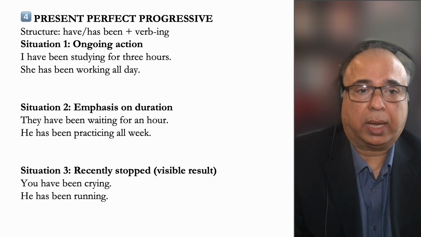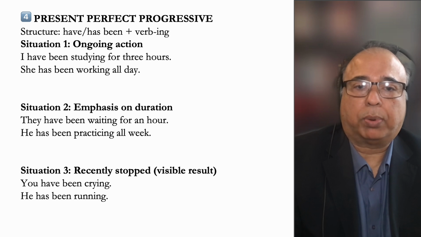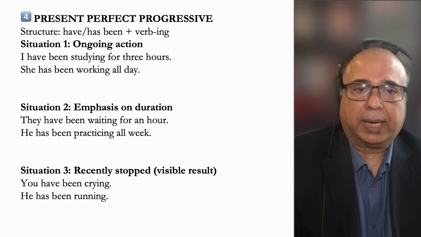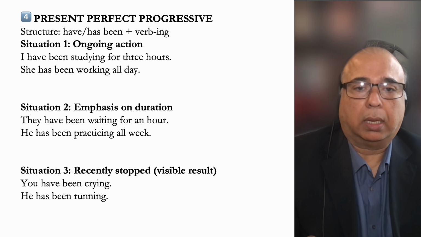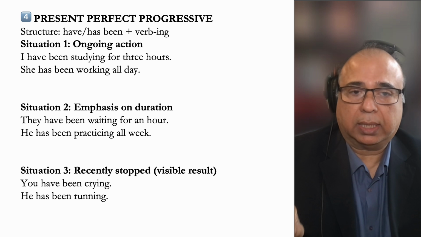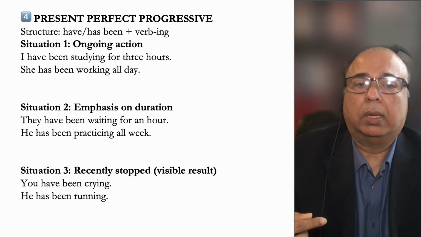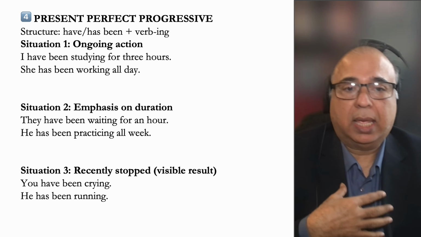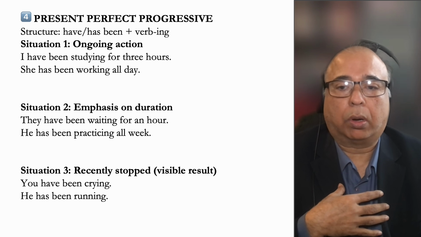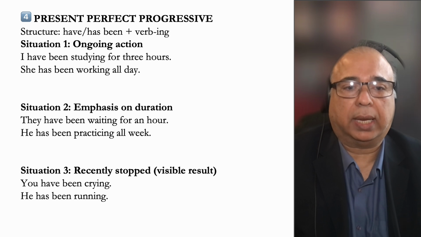Present perfect. Okay. So the last present tense is present perfect progressive. I have, she has, been. It's very important to use "been," right? And then the verb in the ing form. Ongoing action. I have been studying for 3 hours. I can say, I have been teaching for 37 years. She has been working all day.